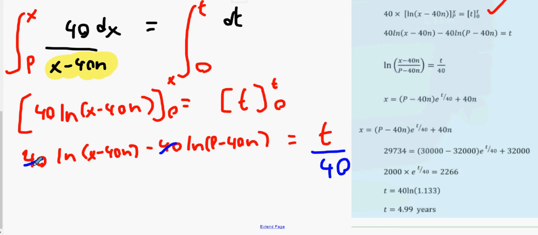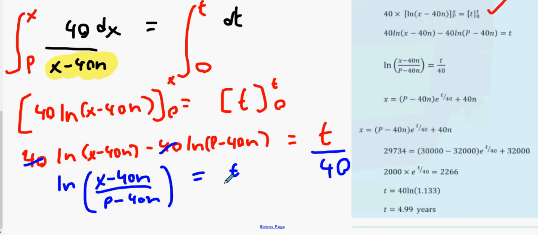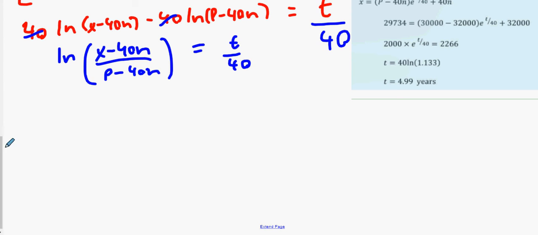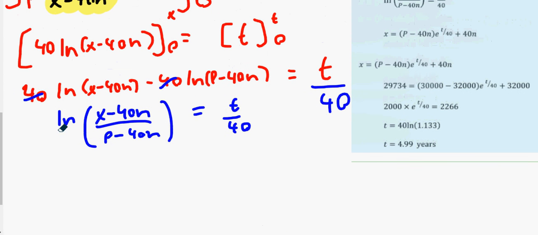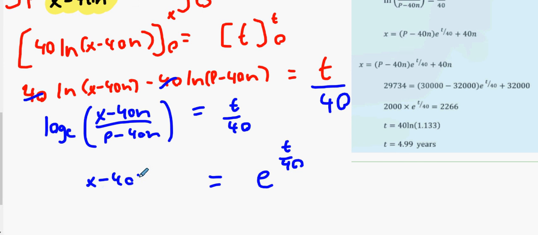Okay. I think we should use the subtraction rule for logs. So any idea what to do there? ln of x minus 40n all over p minus 40n equals t over 40. Okay. ln is log base e, as we all know, and we're going to move the base up and t over 40 is going to be the power. So it's going to be e to the power of t over 40, and that's going to be x minus 40n all over p minus 40n. I'm going to reread the question. Remember which letter I'm getting on its own. I believe it's x.